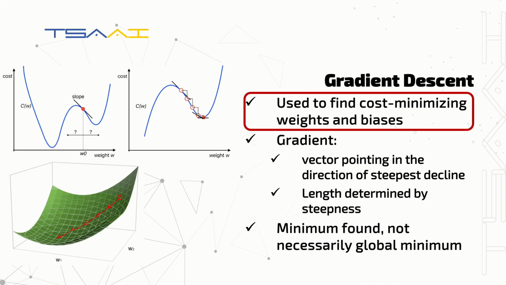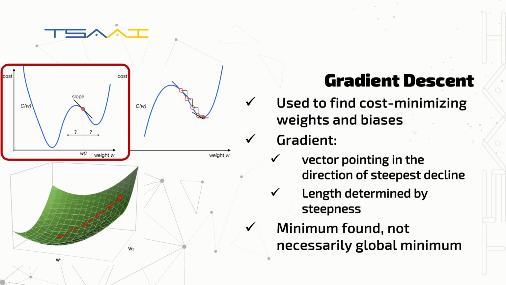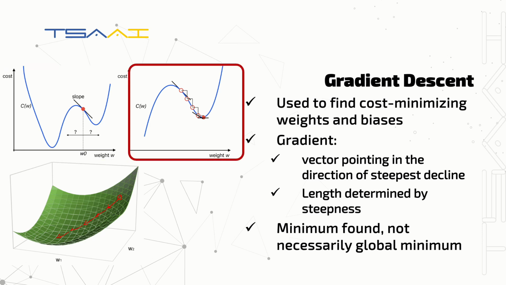Gradient descent helps us adjust the weights and biases to minimize the cost. Let's start with a cost function with only one weight. The slope tells us if we have to go left or right to find the next minimum. To avoid overshooting, the step size gets smaller as the slope gets closer to zero.